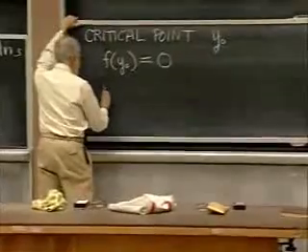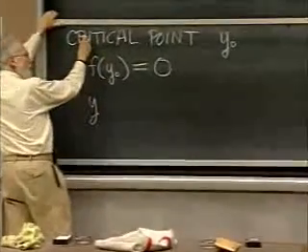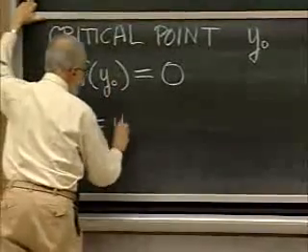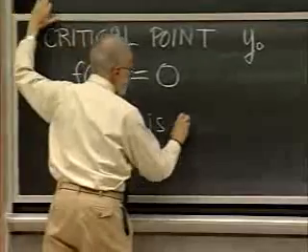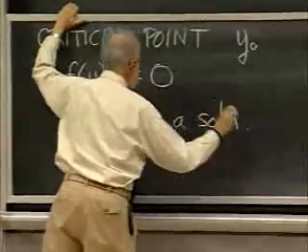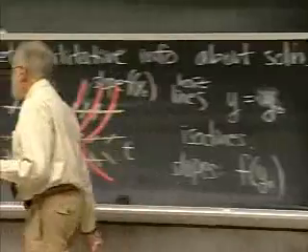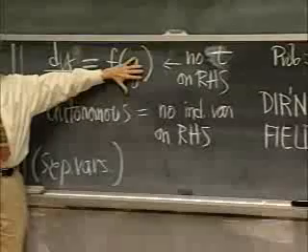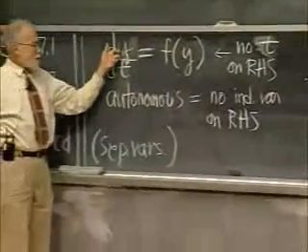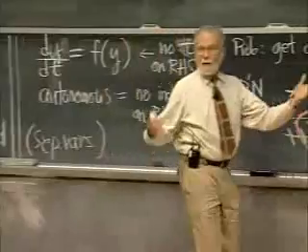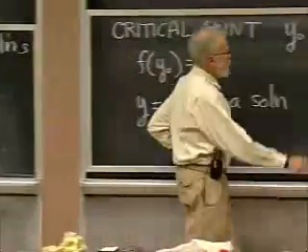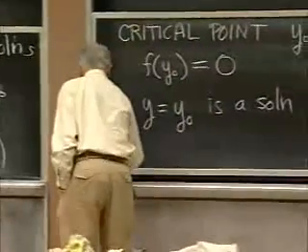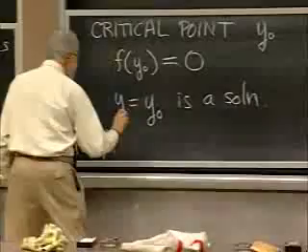So there are three ways of saying it. y0 is a critical point. It's a 0 of the right-hand side, or y equals y0 is a solution to the equation. Now, that's perfectly easy to verify. If y0 makes this right-hand side 0, then y equals y0 also makes the left-hand side 0 because you're differentiating a constant. So the reasoning, if you want reasoning, is a proof. Maybe we can make one line out of a proof.